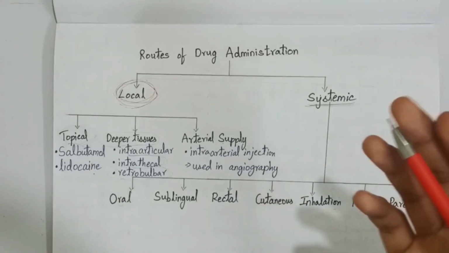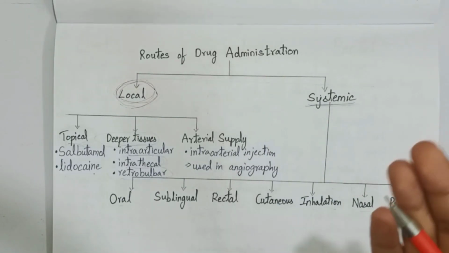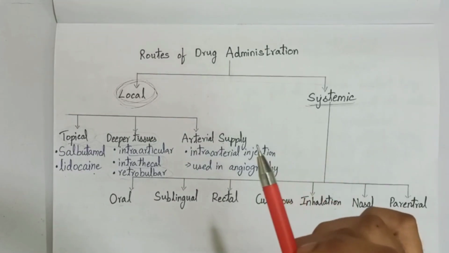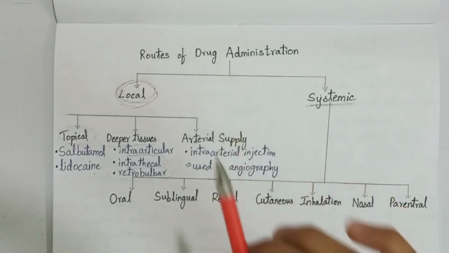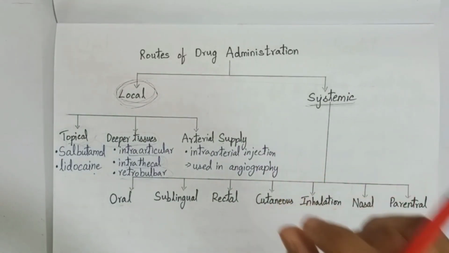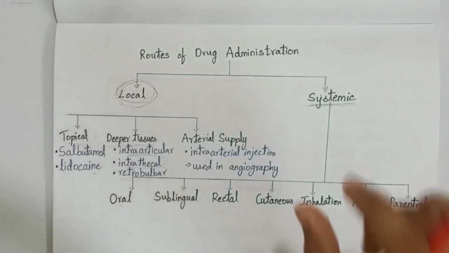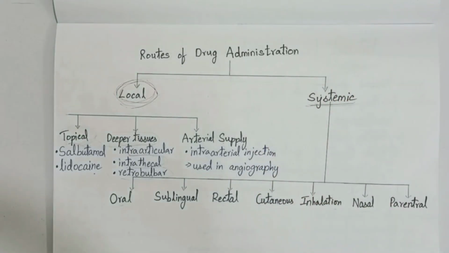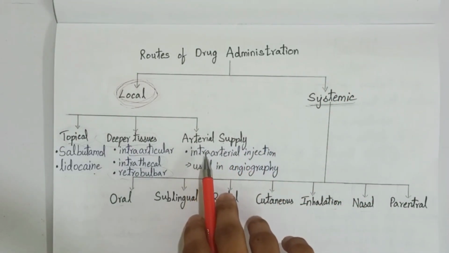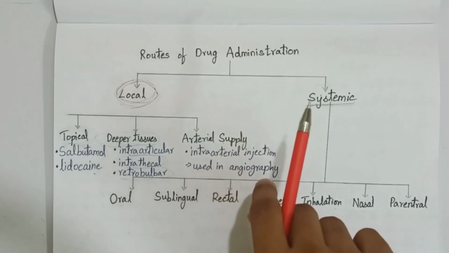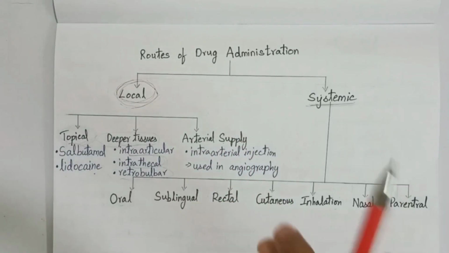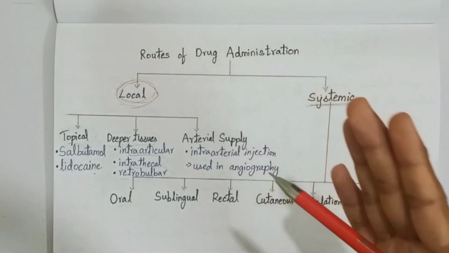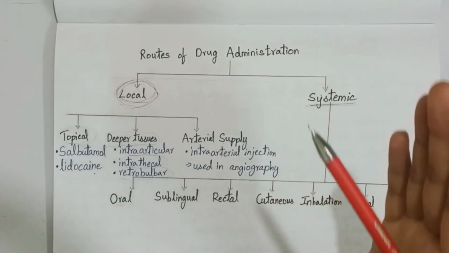In deeper tissues, we can also give local routes by administering in deeper tissues of the body through a syringe or needle. Examples are intra-articular, in between the joints; intrathecal, which means in between the nerves; or retrobulbar, which directly means behind the eyes. Another route is arterial supply. This is generally given when we have to administer drugs for cancer. Anti-cancer drugs are given by this method, and we also use this for contrast media in angiography.